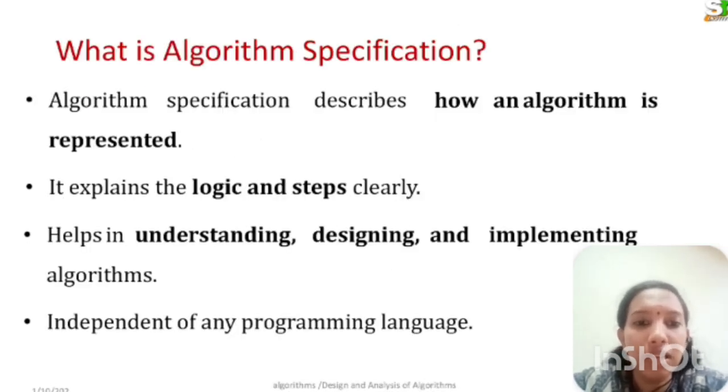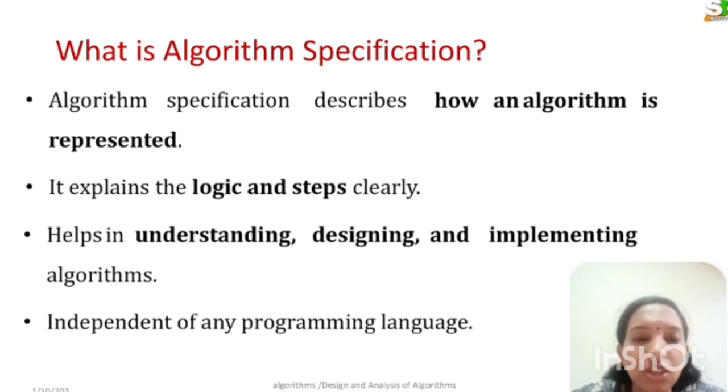Next, what is algorithm specification? Algorithm specification describes how an algorithm is represented. It explains the logic and steps clearly, and helps in understanding, designing, and implementing the algorithm independent of any programming language. So the algorithm is written in our own way. Then using that algorithm, we write programs in different programming languages like Python, Java, C++. We have only a single algorithm for writing the program in different programming languages.